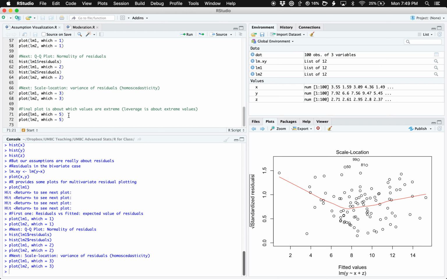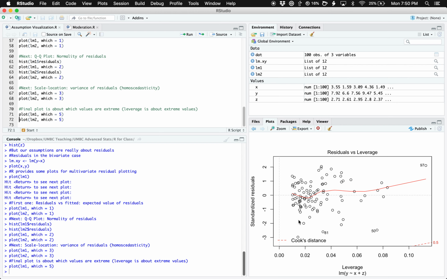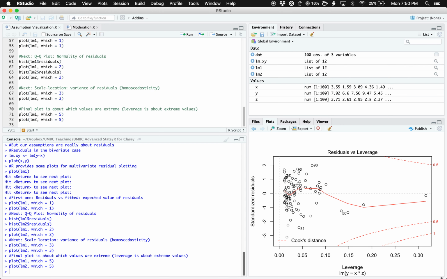And then the final plot, leverage, is about how extreme certain values are. That really doesn't do us too much in the data set that I've created here, but leverage is the residuals versus leverage. Leverage is how extreme the values are. Technically Cook's distance tells us if something is outside of Cook's distance, that would tell us that that's an extreme value. None of these look particularly extreme here in either one of our plots. So that just tells you what that fourth one looks like.